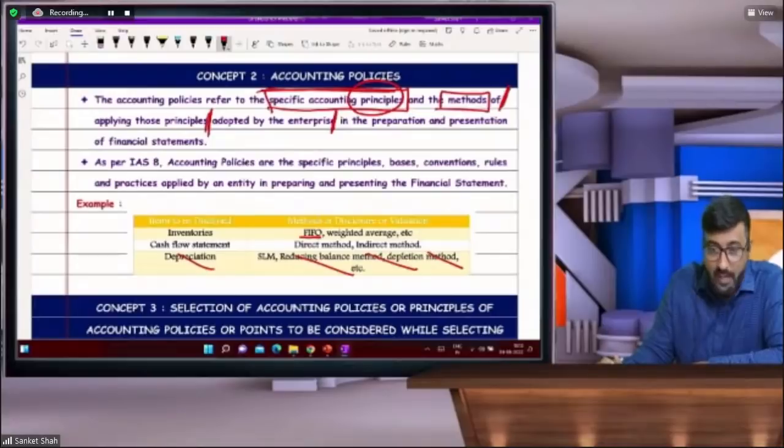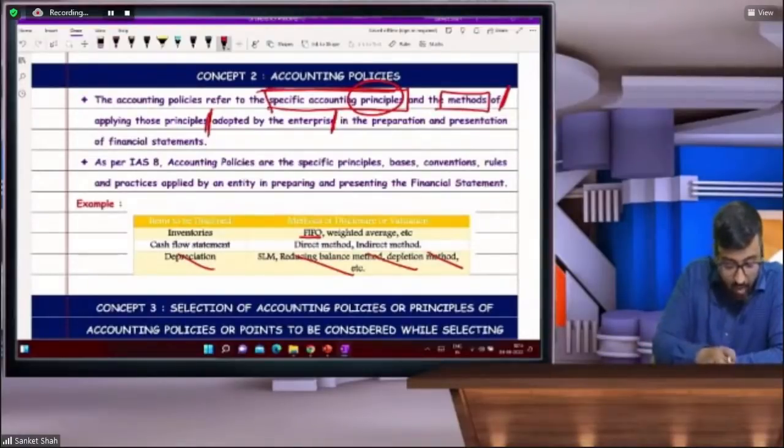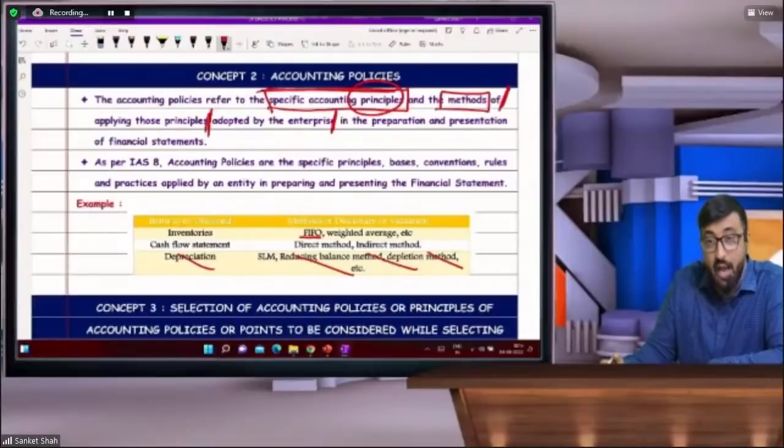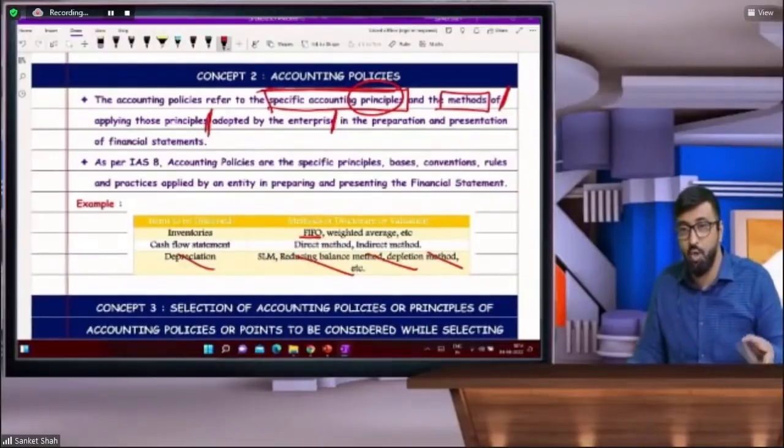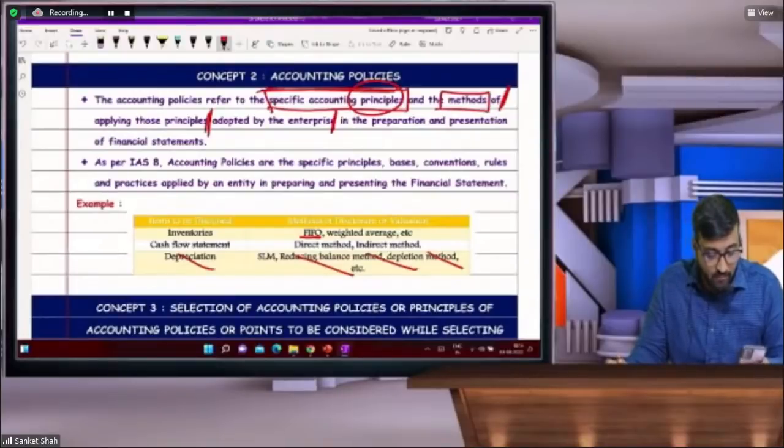Cash flow, you are already aware of the direct method and indirect method. So always remember the methods of the cash flow statement, direct method and indirect method, and for inventory, that is FIFO and weighted average. Please note down this definition somewhere and tell me this definition fast. You can write it in the comment section without referring to it. Yes, you have to recall this definition. Fast recall: a specific accounting principles or methods of applying those principles adopted by the enterprises in the preparation and presentation of the financial statements. So just note down this definition fast.